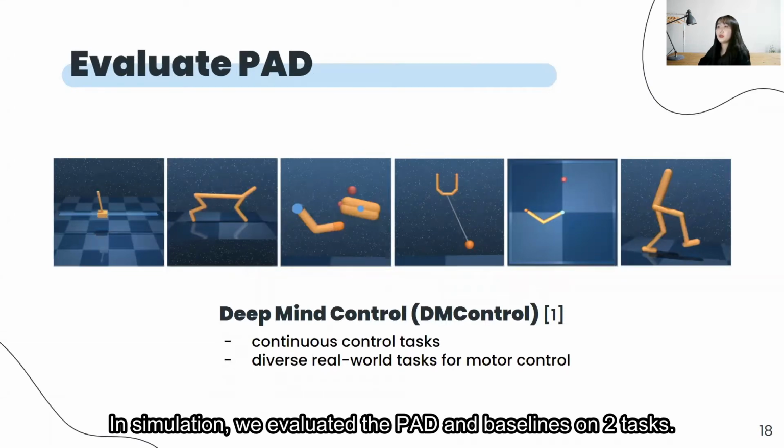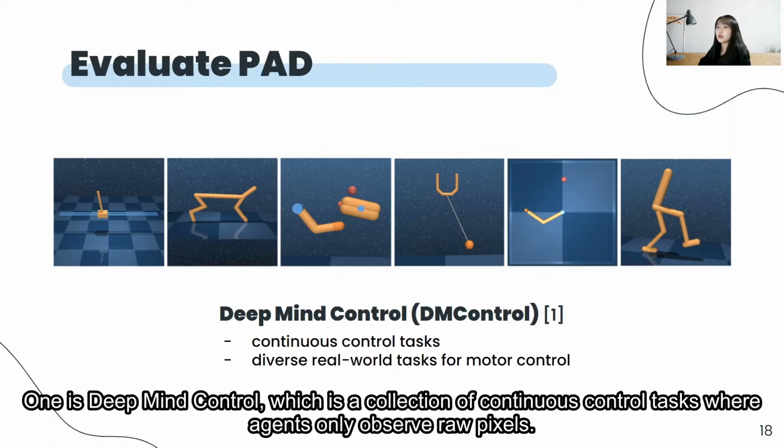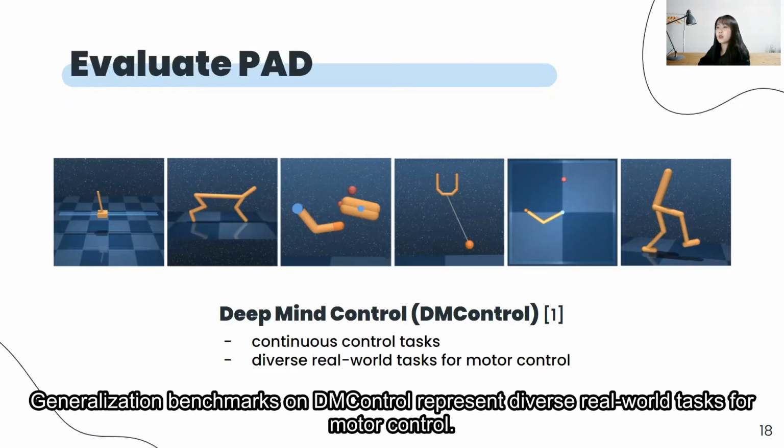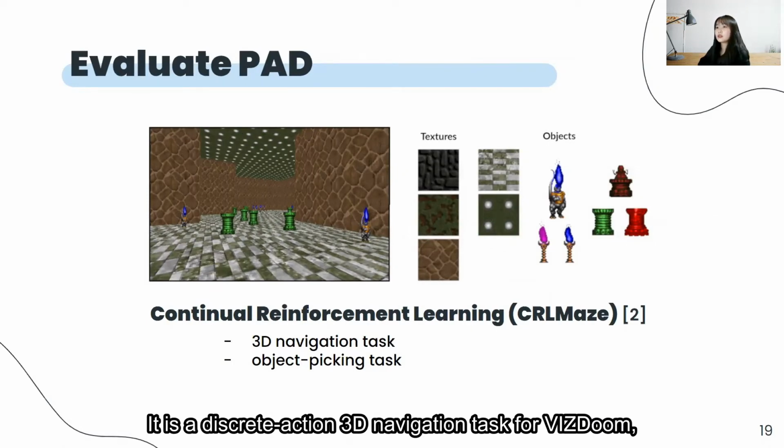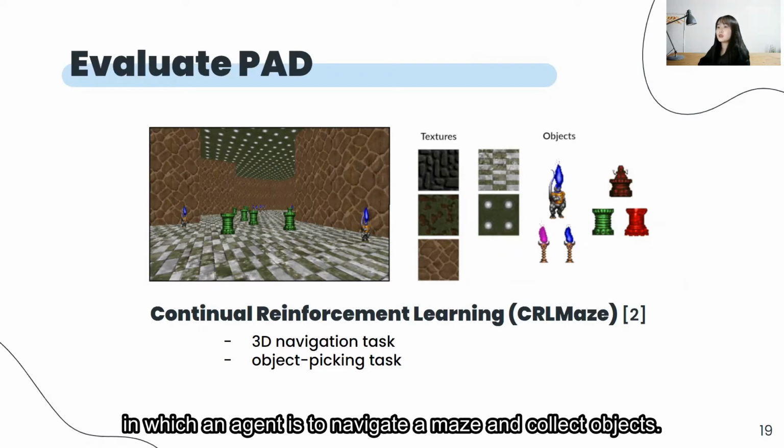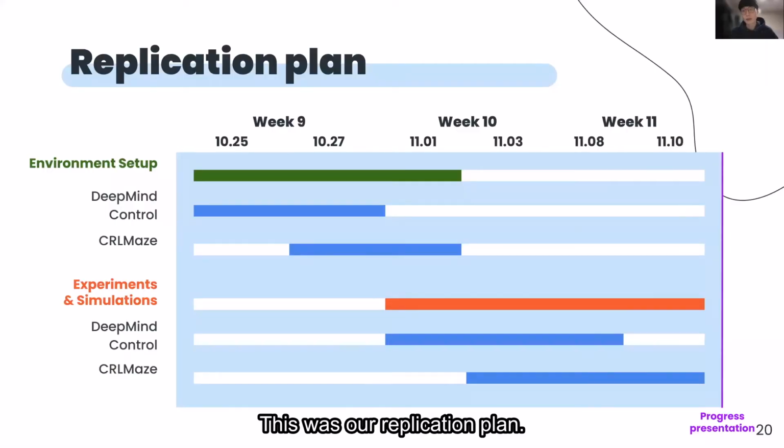In simulation, we evaluate the PAD and baselines on two tasks. One is DM control, which is a collection of continuous control tasks where the agent only observes raw pixels. The generalization benchmark on DM control represents diverse real-world tasks for motor control. The other one is Chromaze. It is a discrete action 3D navigation task for visual reasoning, in which an agent is to navigate a maze and collect objects. This was our replication plan.